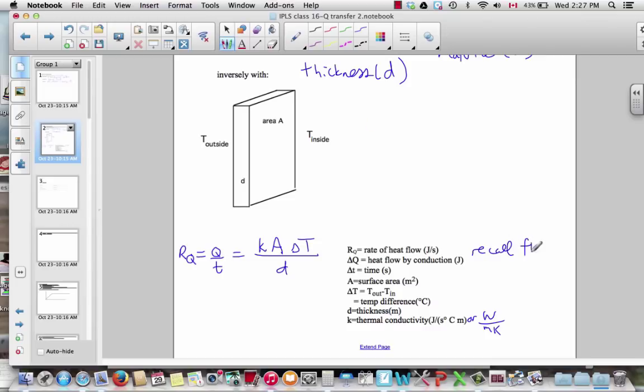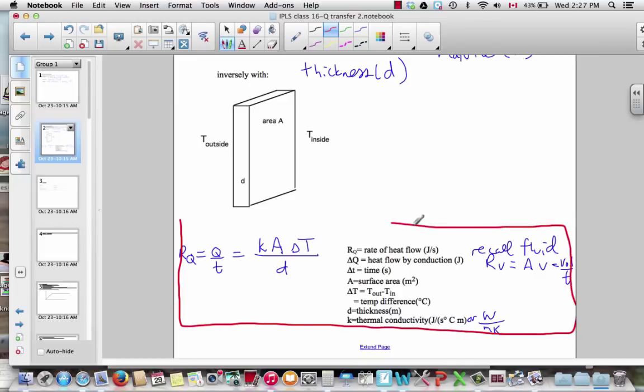Recall, for fluid theory, we defined the volume rate of flow as being the cross-sectional area times the speed, and that was the ratio of volume to time in cubic meters per second. This is a similar rate of flow, but it's the joules per second of thermal energy flow. So that's our first principle for today. It's the principle of conductive thermal energy transfer through a slab of material.